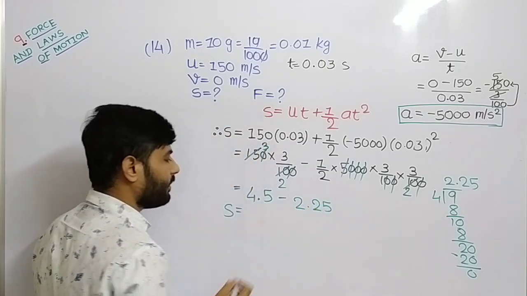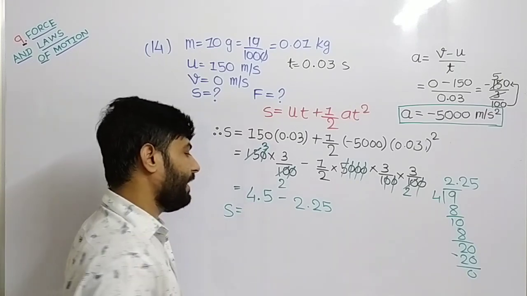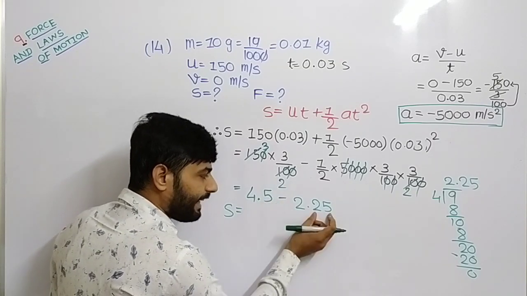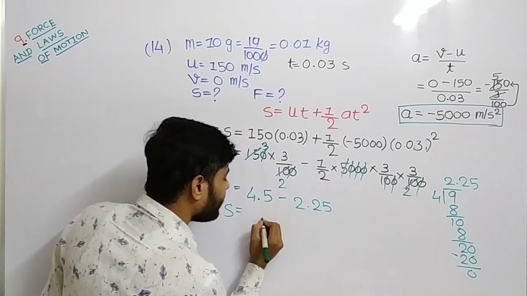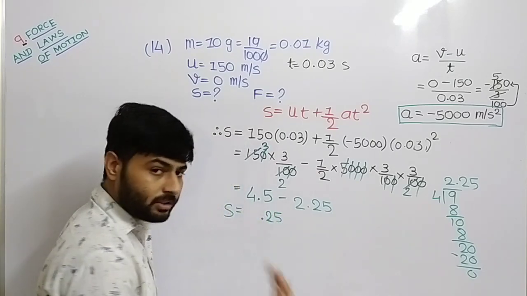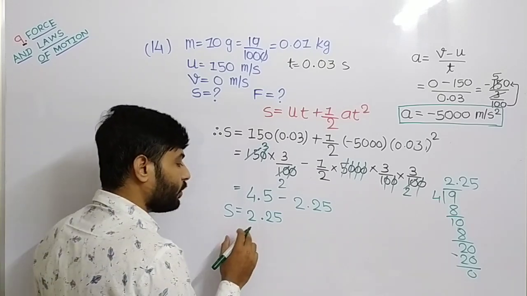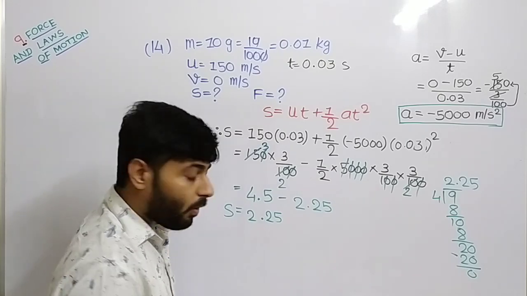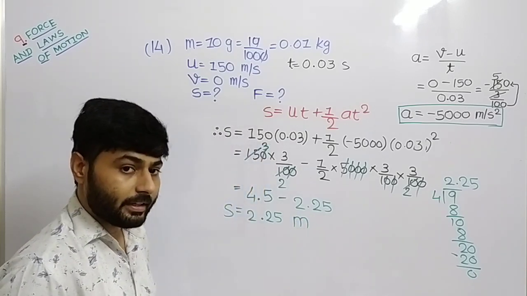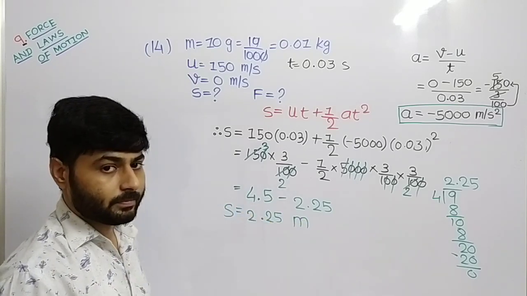So the distance penetrated in the wooden block will be 4.5 minus 2.25. 0.50 minus 0.25, that is 0.25. 4 minus 2, that is 2. So I have distance 2.25, what? Meter. 2.25 meter distance penetrated into the wooden block.